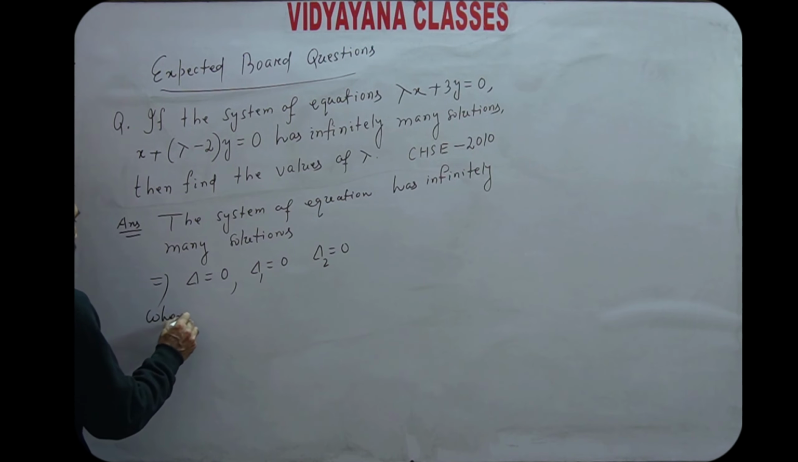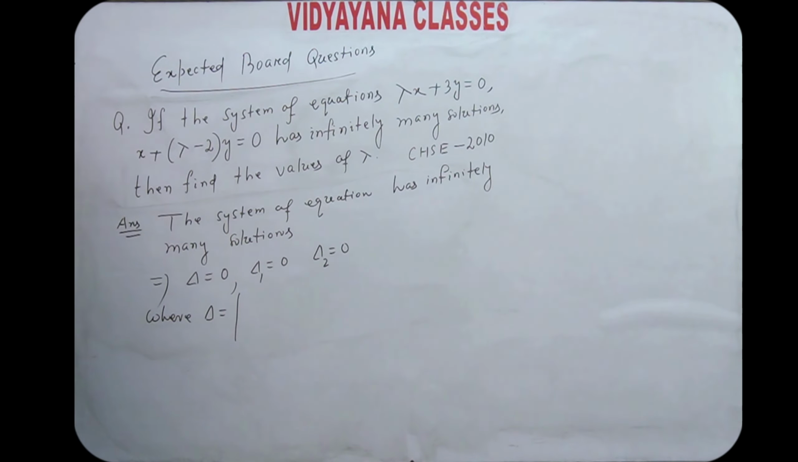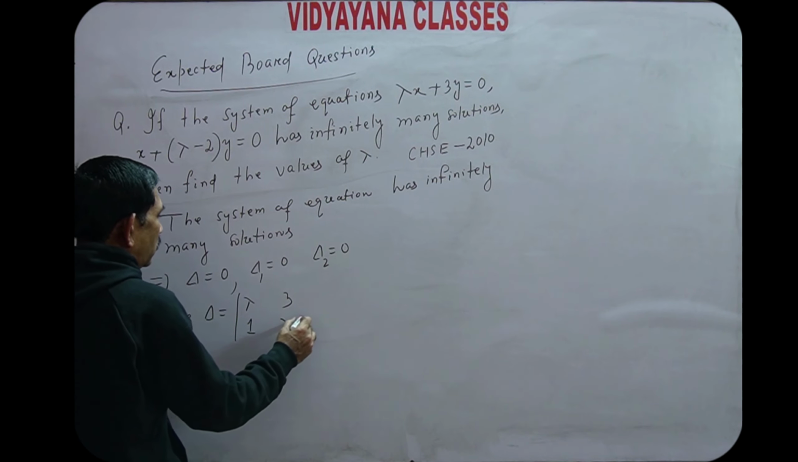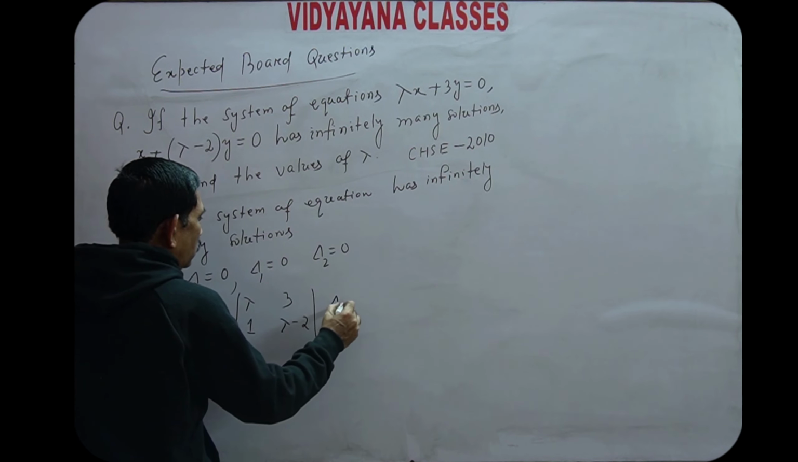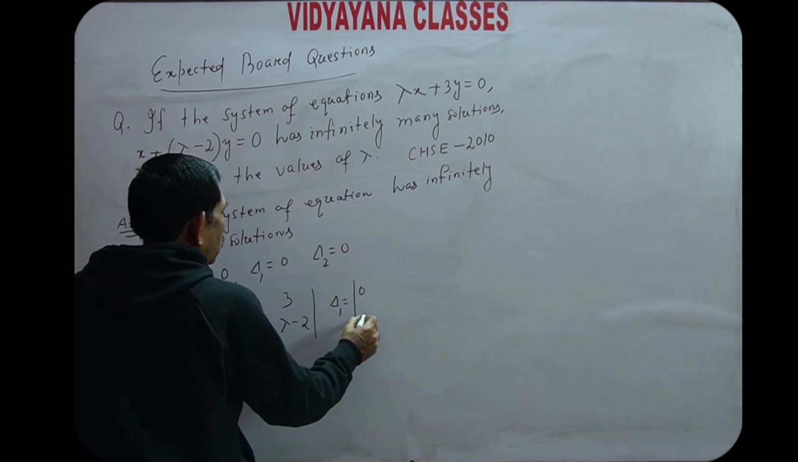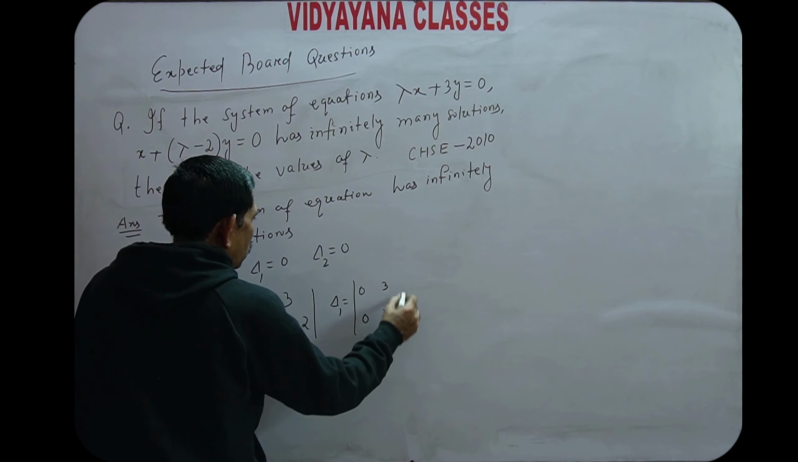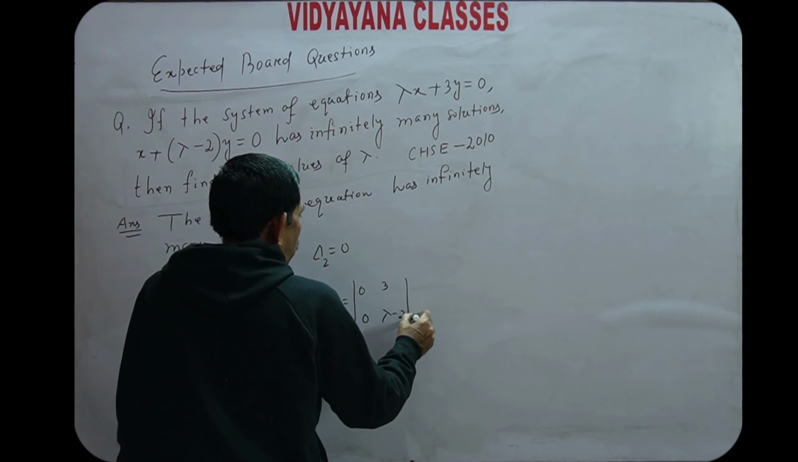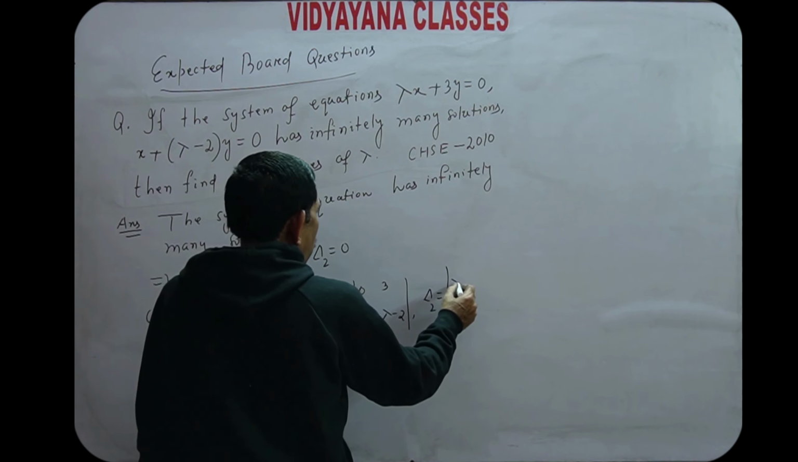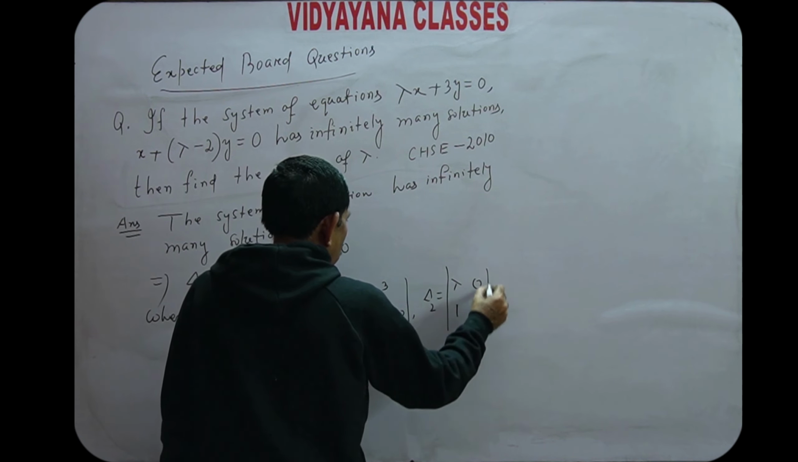Where Δ is equal to the determinant of λ, 3, 1, λ − 2. Δ1 is equal to the determinant of 0, 0, 3, λ − 2. Δ2 is equal to the determinant of λ, 1, 0, 0.